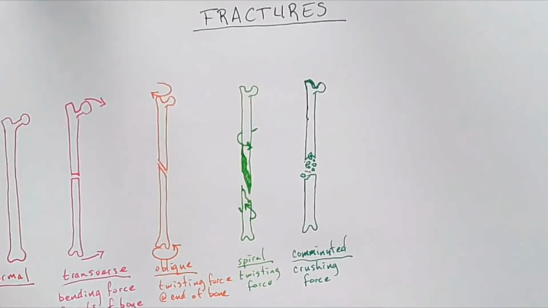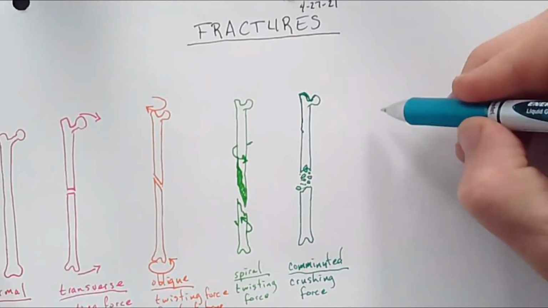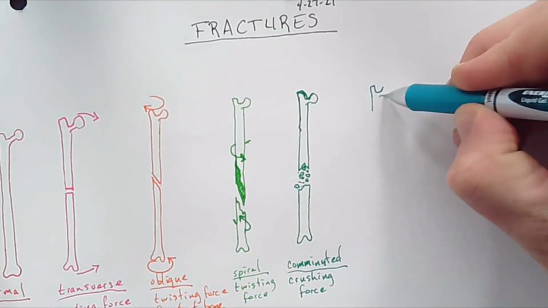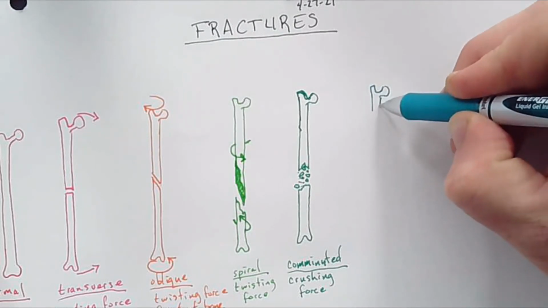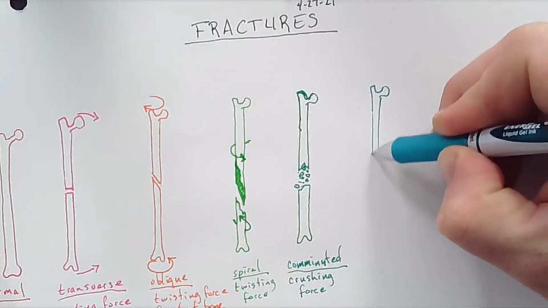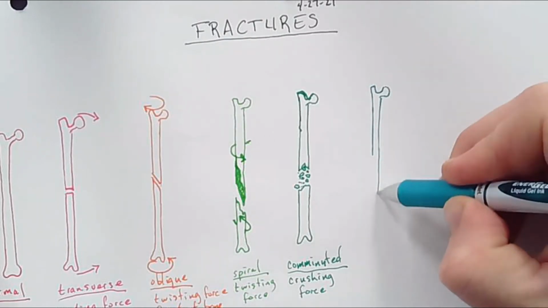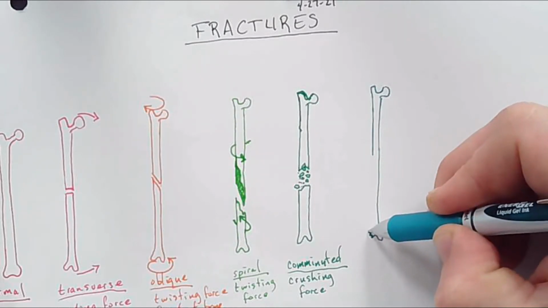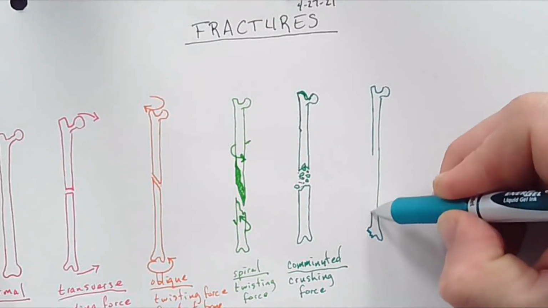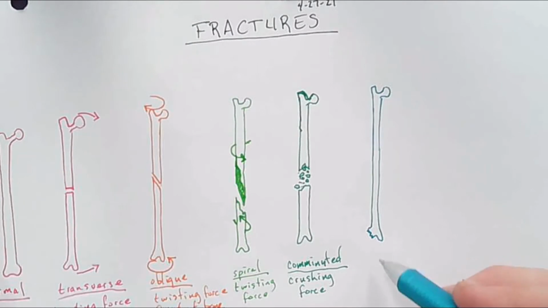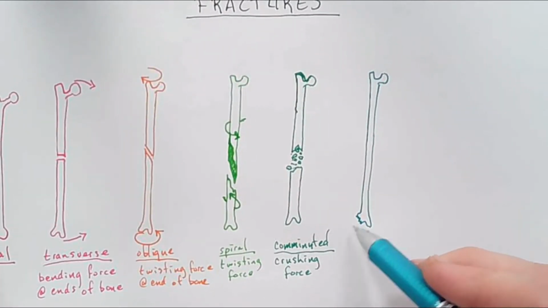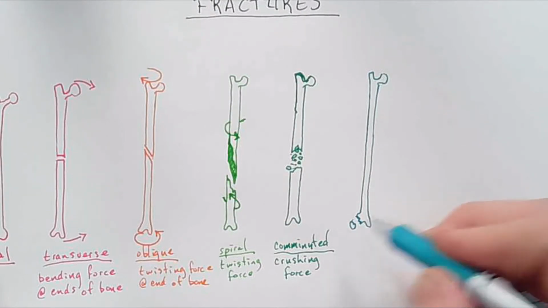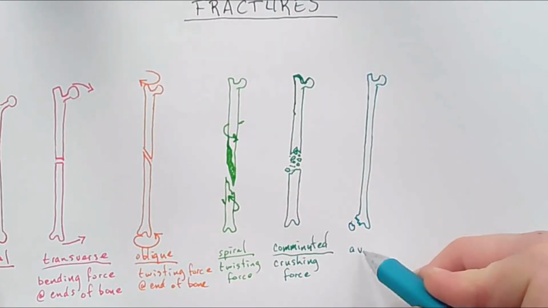Okay, this next one's a little bit different. So we draw the bone. Now down here is where the fracture occurred. So what I did is I broke off this epicondyle, is what that's called. Okay, this is called an avulsion fracture.